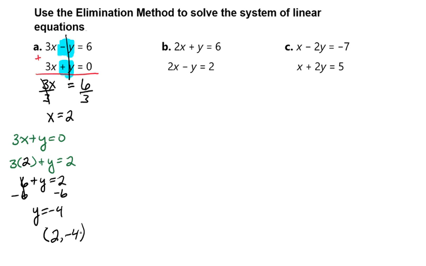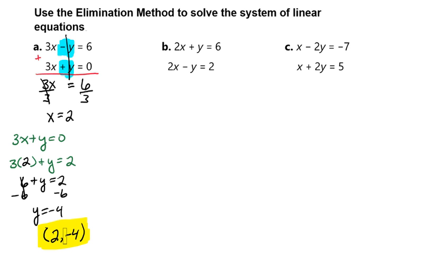Now, when you're done, you really should check your solution to make sure that it worked out by plugging it into both equations and making sure that it works for both equations. I've already done this, and to save us a little bit of time, I've checked it out and it works. So we can say that yes, this is in fact a solution.